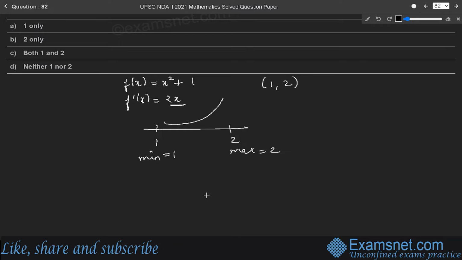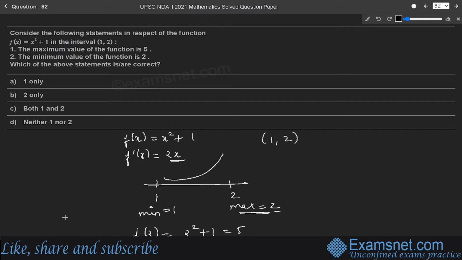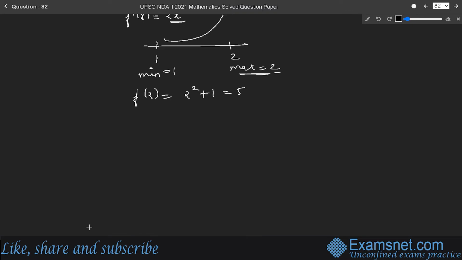Now we have to find f of 2 because we are finding the maximum value here. So f of 2 will be equal to 2 square plus 1 which is 5. So let us look at the first statement. First statement says that the maximum value is 5. So first statement is correct. Now let us find the minimum value. Minimum value will be f of 1. So f of 1 will be 1 square plus 1 which is 2.